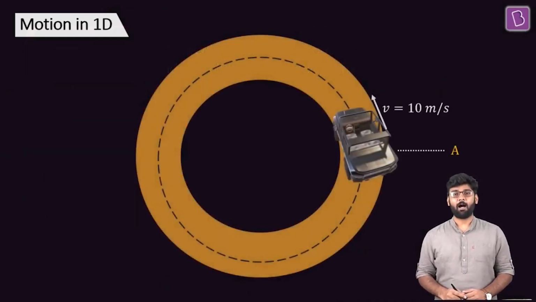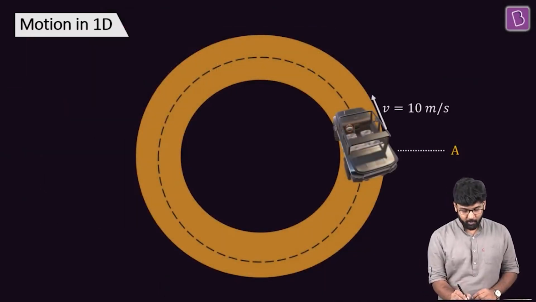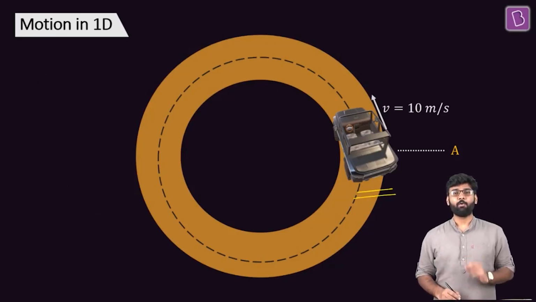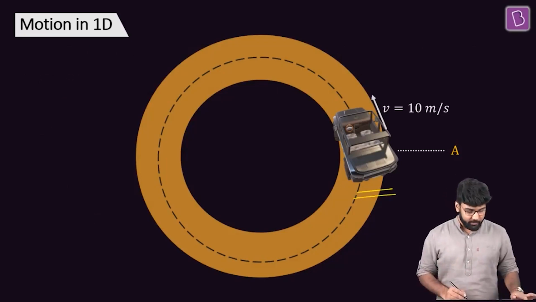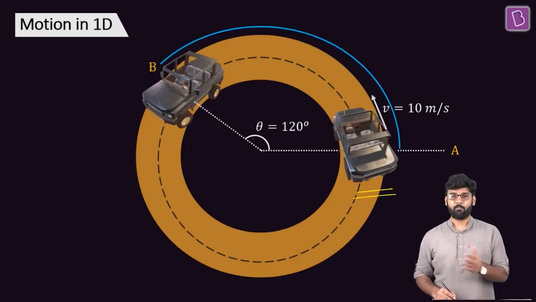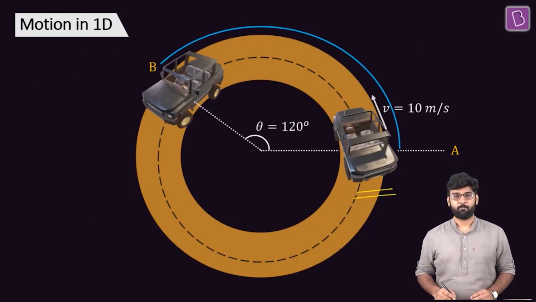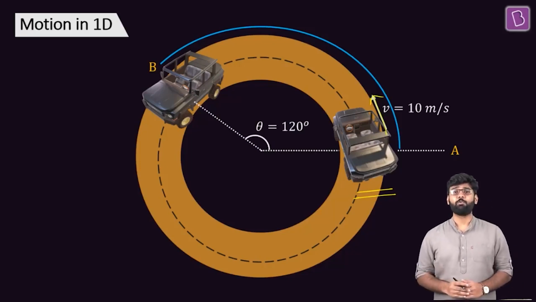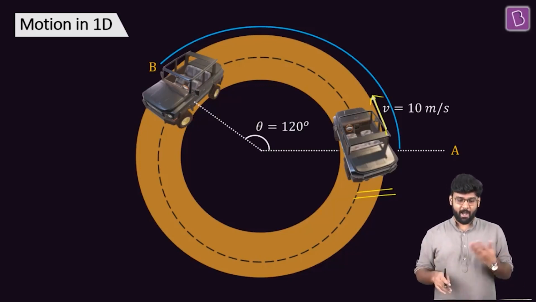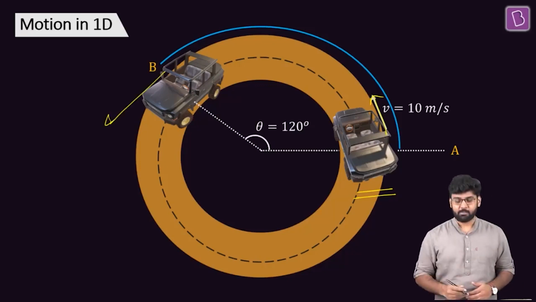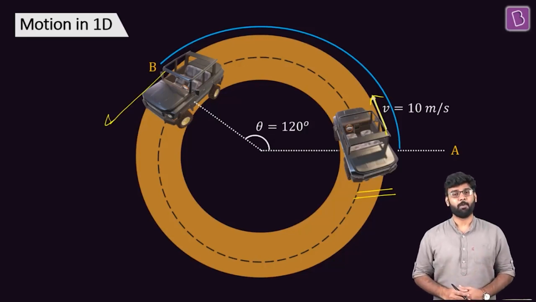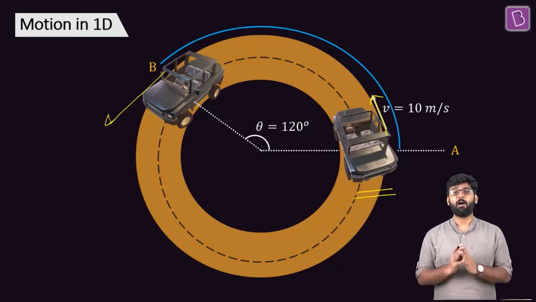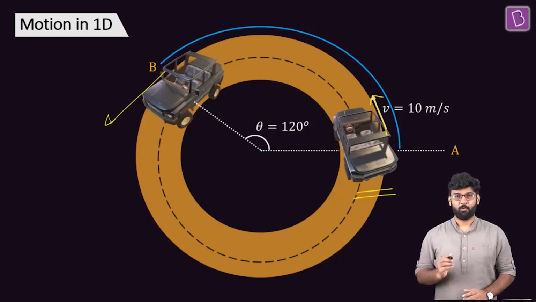Now here we have a car, and let's suppose it starts from this point A. And to cover 120 degrees, it will reach another point B after covering this angle of 120 degrees. Now here the velocity of this car will be in this direction, which will be tangential to the path. And at B also the velocity will be in this direction, which will again be tangential to the path. So if I want to find the change in velocity or the magnitude of change in velocity, I should use the formula of vectors.